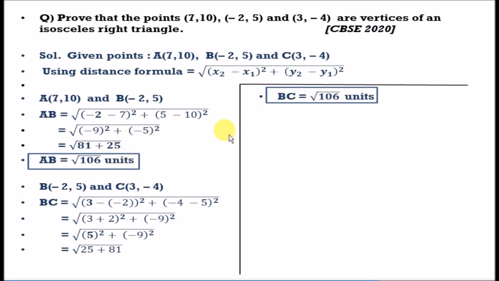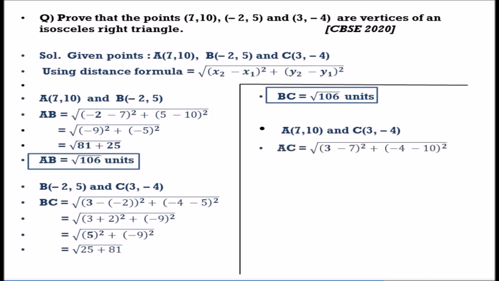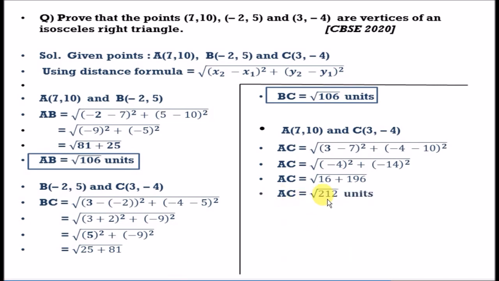So far this is quite close to being an isosceles triangle. The two sides are already equal. Now let's inspect the length of the third side. A is (7, 10) and C is (3, -4). AC equals under root (3 minus 7) square plus (-4 minus 10) whole square, that is minus 4 square plus minus 14 square. So AC equals under root 16 plus 196, that is under root 212 units. So AC is not equal to AB or BC. AB equals BC but not AC. This satisfies that it's an isosceles triangle. So the first part is done.